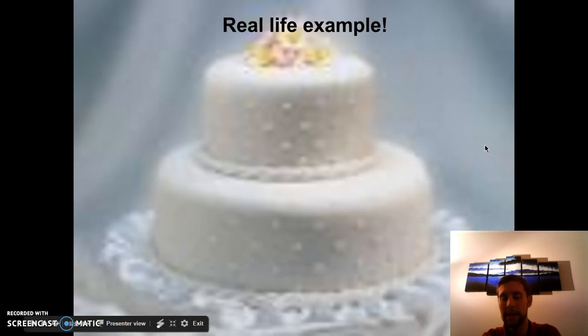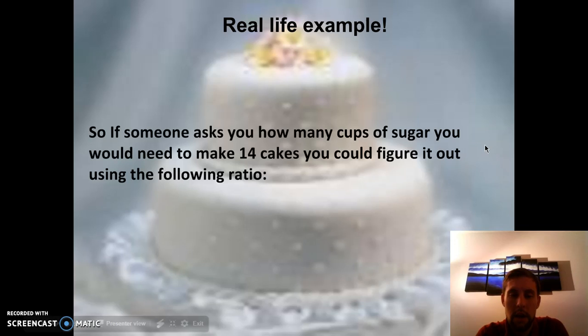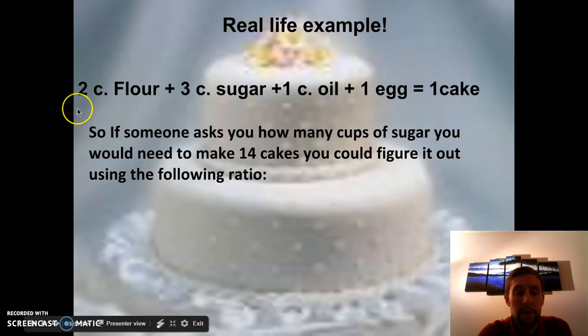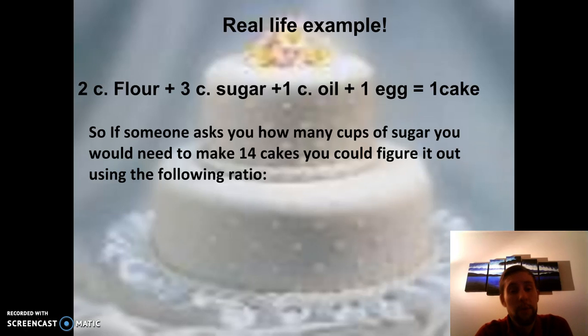Alright, let's look at cakes for our real life example. So I'm asking you how many cups of sugar you need to make 14 cakes. You could figure it out if you have the following ratio or equation or recipe. So I know this is a simplified form and not quite accurate, but go with it. This is our equation to make a cake. 2 cups of flour plus 3 cups of sugar plus 1 cup of oil plus 1 egg equals a cake.